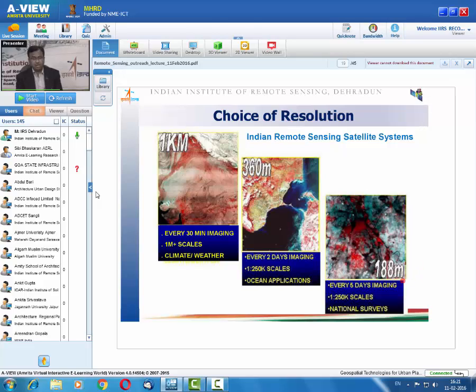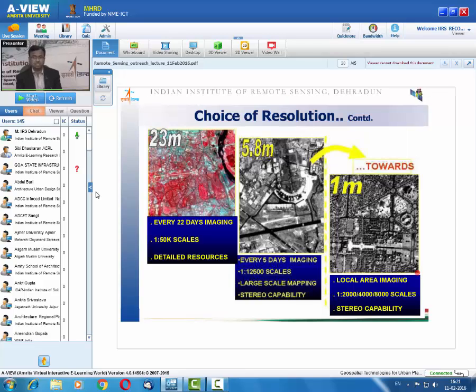Move further, we have data of 188 meter from the WiFS, where 5-day imaging is feasible, and which is useful for 1:250,000 scale mapping. This can help us in national surveys. Move further, when you have data of 23 meter from the LISS-3 sensor, where 22-day imaging is feasible, this can help us in 1:50,000 scale mapping, and this is helpful for regional analysis in the context of urban and regional mapping.